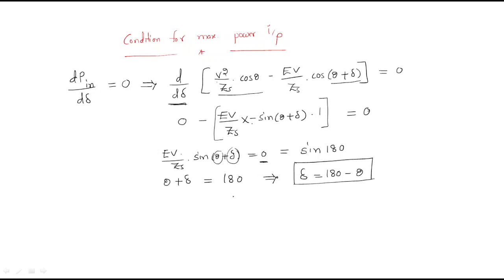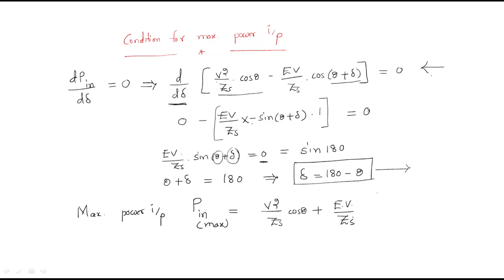By using this delta value, we substitute it in the input power. Just substitute 180 minus theta in this equation to get the maximum power input. So P input maximum equals V square by Zs cos theta, and substituting 180 minus theta, cos 180 is minus 1, we get plus EV by Zs. This is the formula for the maximum input power.